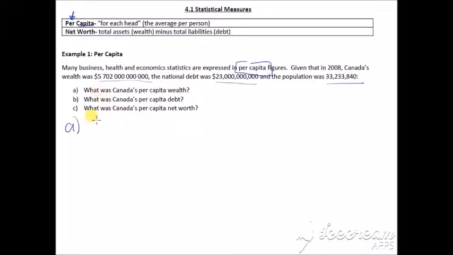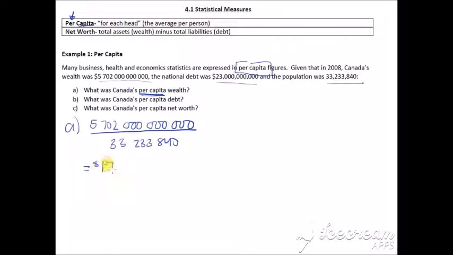So if you take a look at wealth, it's 5702, and then you have 3 zeros, 3 zeros, and 3 zeros, okay? And as soon as it says per capita, what we want to do is divide that by the population, which I get 33,233,840. And what we get for that is 171,572.11. So each person loosely has $171,000. That's what the per capita wealth means. Obviously, some people have more, some people have less, okay? But that's the average.